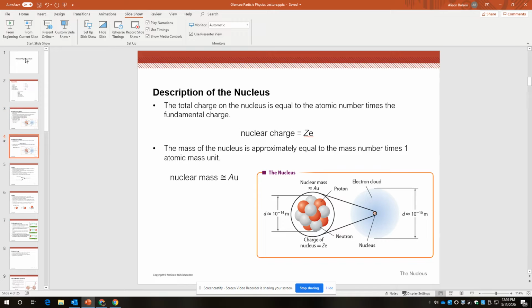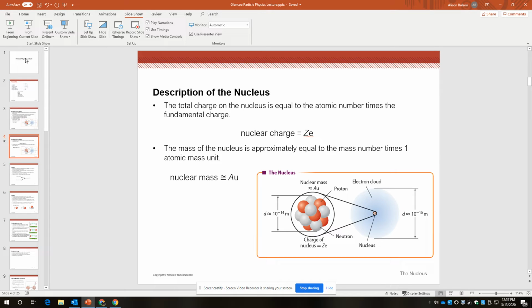So the total charge of the nucleus is equal to the total charge of the protons in the nucleus, which would be the atomic number of protons, times the amount of a single fundamental charge. The charge of an electron is the same as the charge on a proton, and that is defined as the fundamental unit of charge. Even though quarks have fractions of charge, they don't exist on their own. So we define the fundamental unit of charge as the charge of an electron or proton.